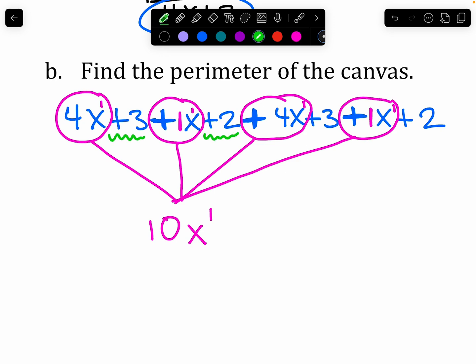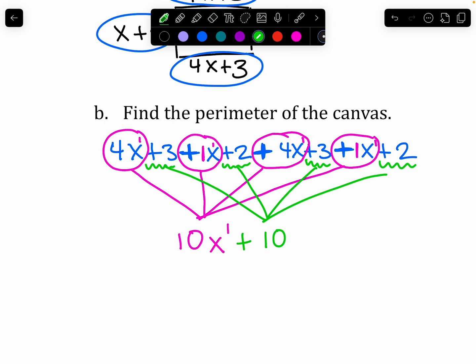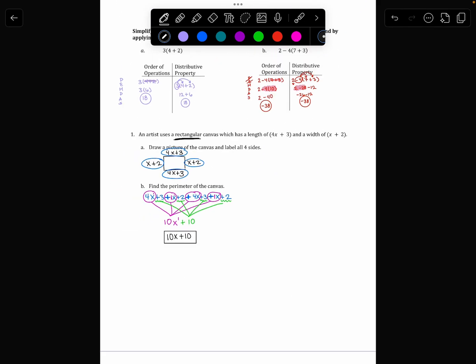And then I've got a positive 3, a positive 2, a positive 3, and a positive 2. So when you add all of those together, you get a positive 10, because 3 plus 2 is 5. 5 plus 3 is 8. 8 plus 2 is 10. My brain stopped working for a second. So I've got 10x plus 10, and that is the perimeter of my rectangular canvas.